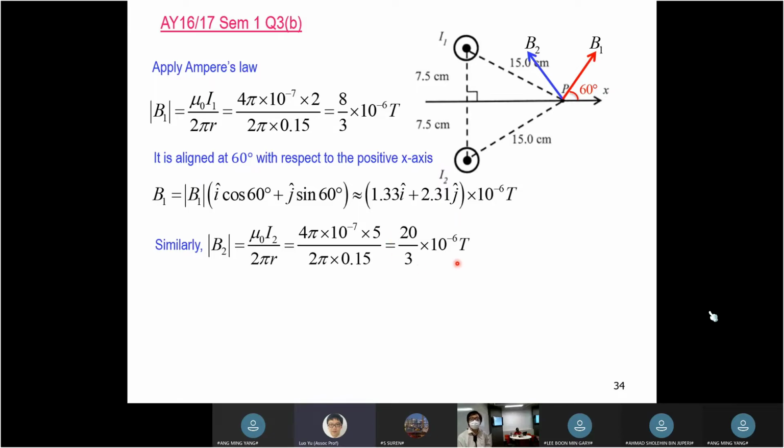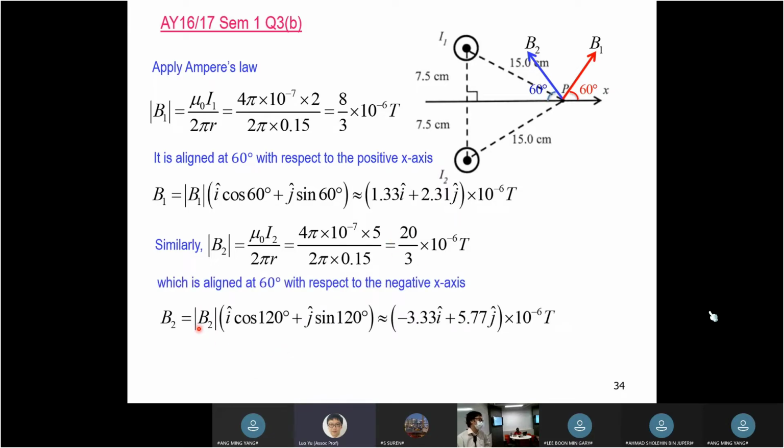I can get the magnitude of B2. Then its X component should be minus I times cosine 60, or I times cosine 120. Cosine 120 is minus I times cosine 60, so it's a minus sign. The Y component is still positive. No matter sine 120 or sine 60, they are the same. So X component negative, Y component positive. When you sum these two values together, X plus X, Y plus Y, then you get the final answer this way.